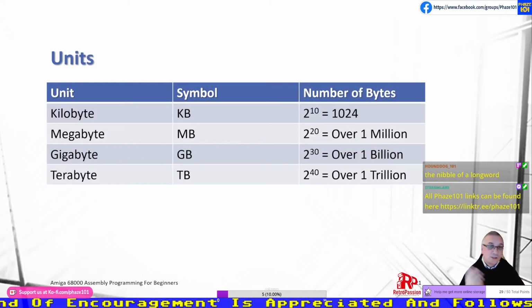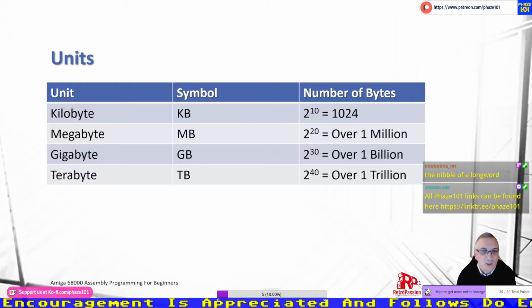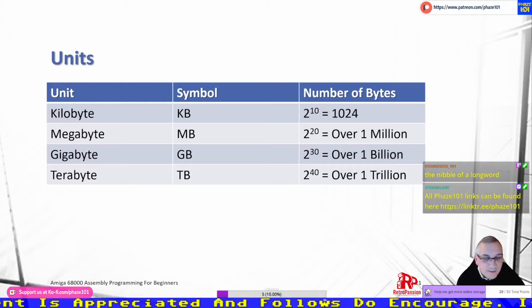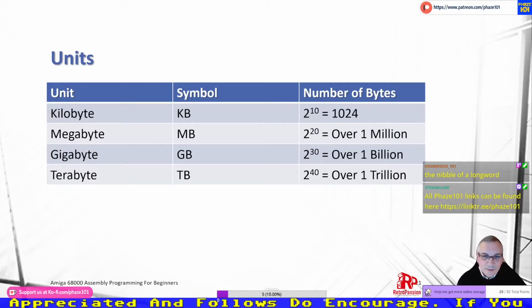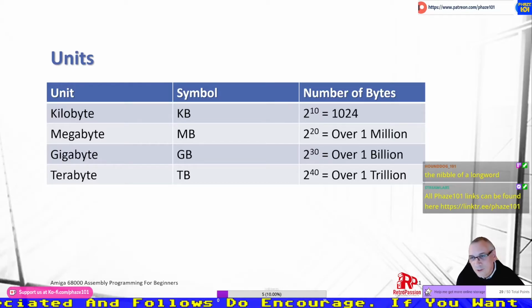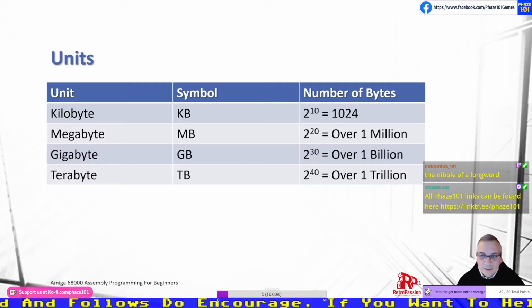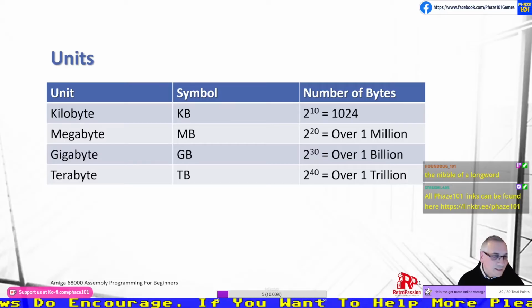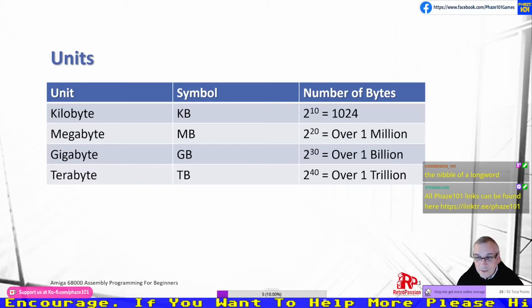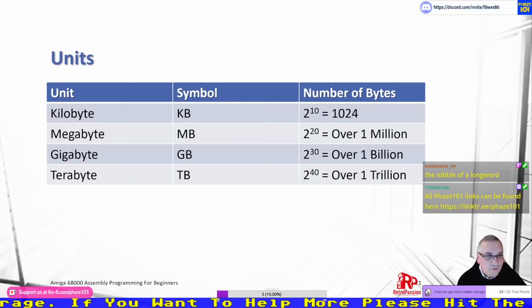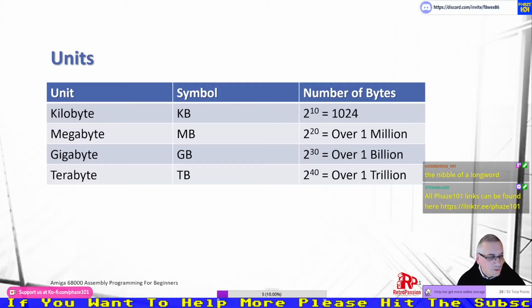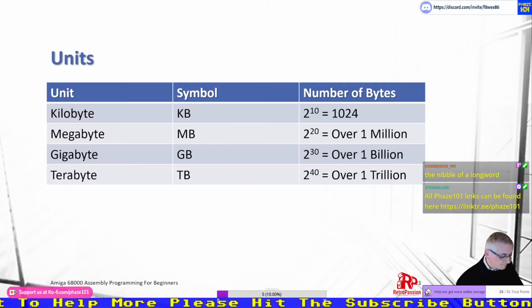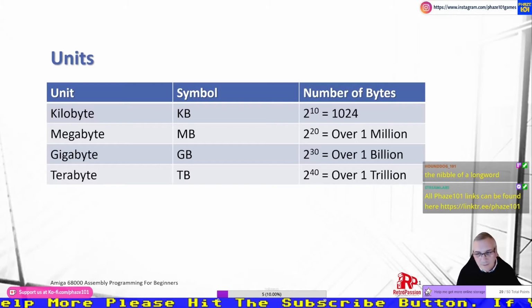You know this also, the units: kilobyte, megabyte, gigabyte, and terabyte. You know them from the hard drives most of the time. Kilobyte is 1024, megabyte is 1 million, gigabyte is over 1 billion, terabyte is over 1 trillion, and after terabyte, what is next? Pico, no? Picobyte. I didn't mention it there, but yeah.